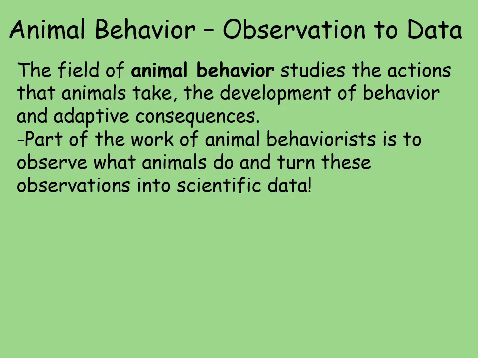So part of the job of being an animal behaviorist is to make observations about what animals do and turn those observations into scientific data, which means mathematical data. This is an important question, because if you just observe an animal doing their actions, it's not always necessarily clear how you could turn those observations into numerical data. You'll just see a target animal doing certain things in their environment. So how do you transform those observations into numerical data?